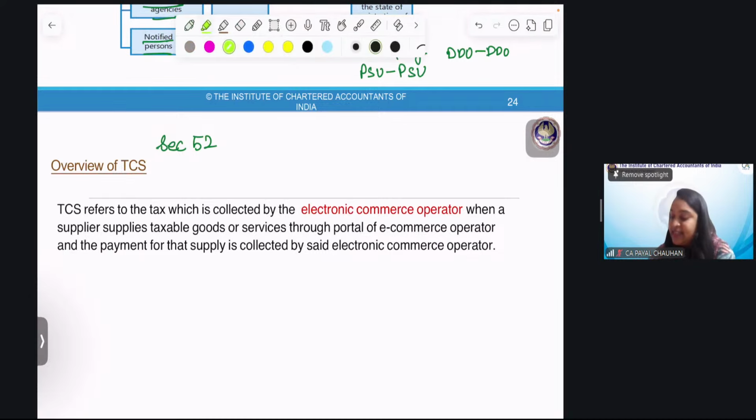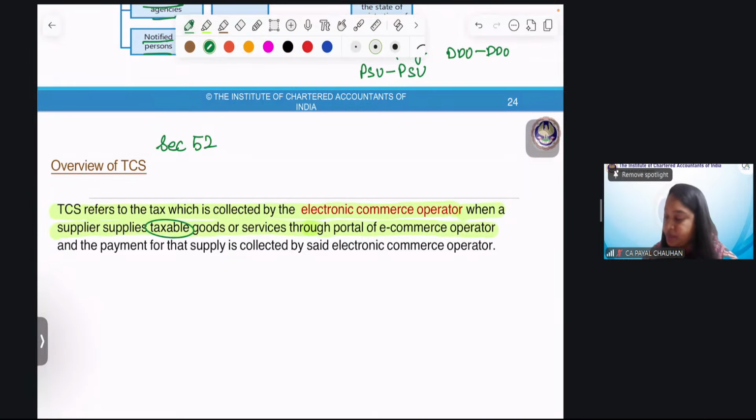Okay. TCS refers to the tax which is collected by the e-commerce operator. No, Tanu, it's 0.25% for CGST and 0.25% for SGST. Tanu, got it? Right? Okay. Now, when a supplier supplies taxable goods or services through the portal of an e-commerce operator, see what is written. You'll get it, it's self-understood. That means no TCS on exempted goods and services, right?